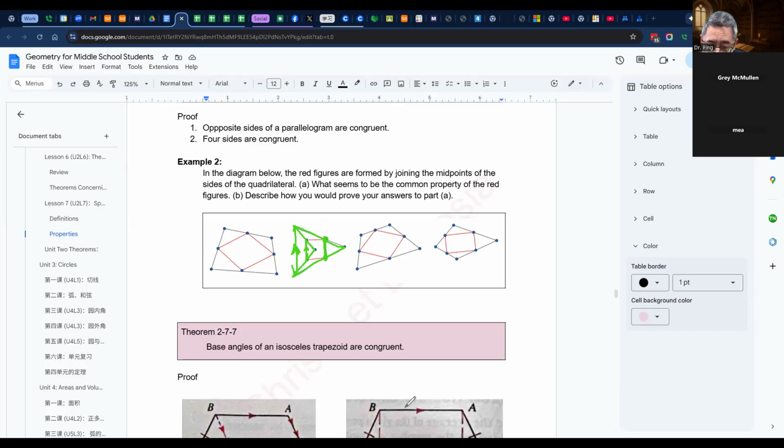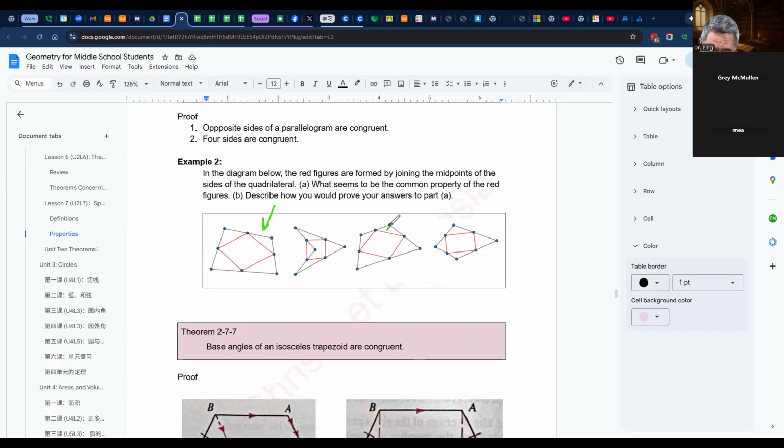And for the other two, we can connect like this. So this is the middle point, this is the middle point, so this line is parallel to this line. And this line is also parallel to this line. So therefore, this line and this line are parallel. And the other two are similar to this one.